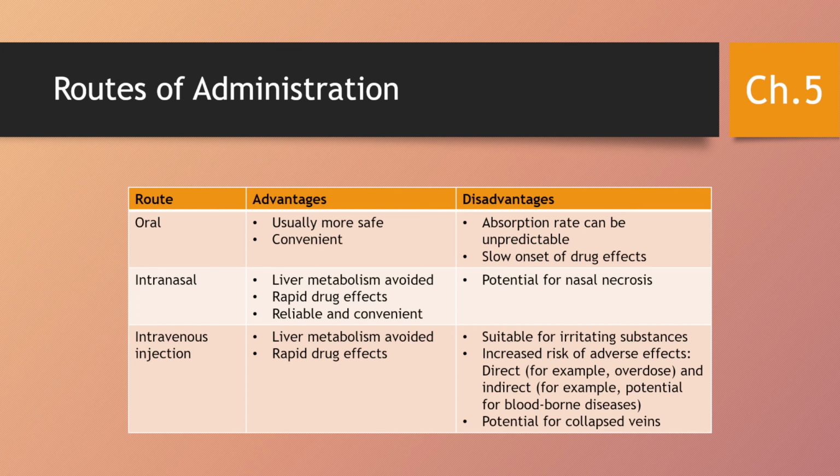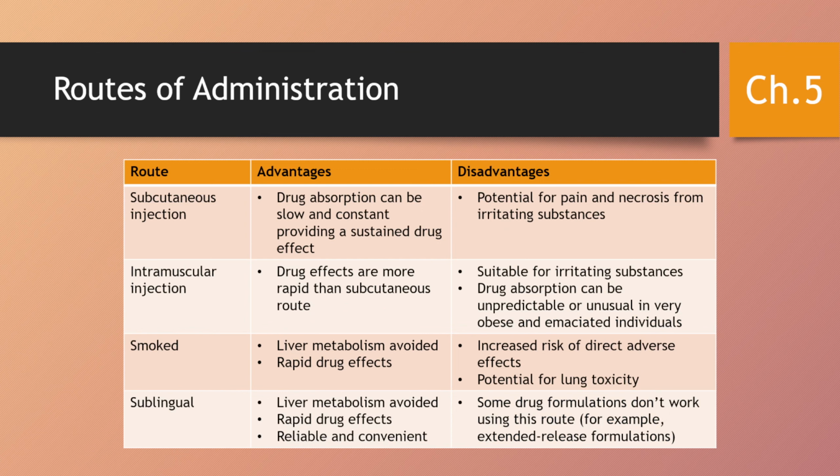So what you see here, again, is a table that kind of outlines the route and some advantages and disadvantages of that different route of administration. So you can see, again, we have oral, intranasal, and intravenous injections here, some of the pros and cons of those different methods. And then on the next page, again, feel free to pause and look at this. On the next page, we have subcutaneous, intramuscular, smoked or inhaled, and then sublingual here as well. Again, advantages and disadvantages of these different methods.